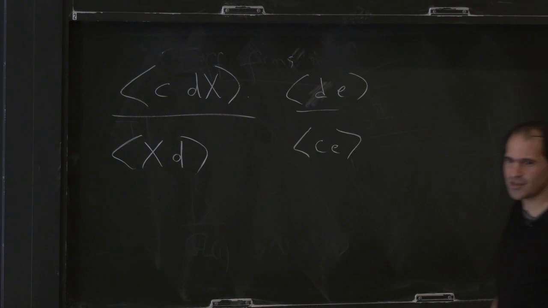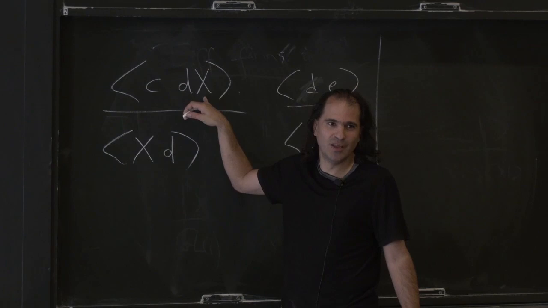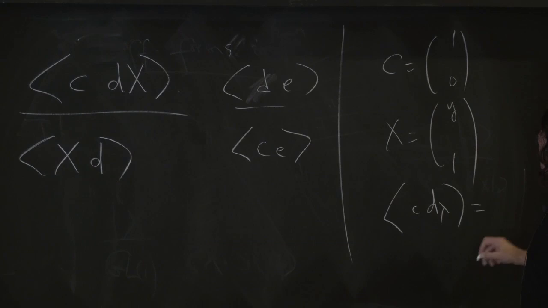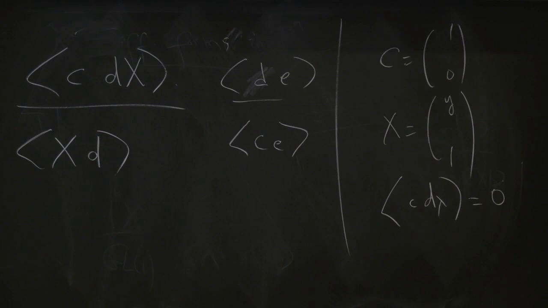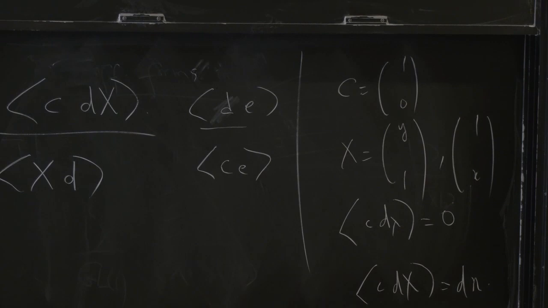But there's clearly something very sick about this form, because depending on the gauge fixing I choose for X, the form is non-zero or zero. So let's say I put c equal to (1, 0), and I say that X is equal to (y, 1), then c dX is just equal to 0. Whereas if I do it the other way, X equal to (1, x), then c dX would be dx. So what the heck is going on? The form can't be zero or non-zero depending on the coordinate chart you chose, right?